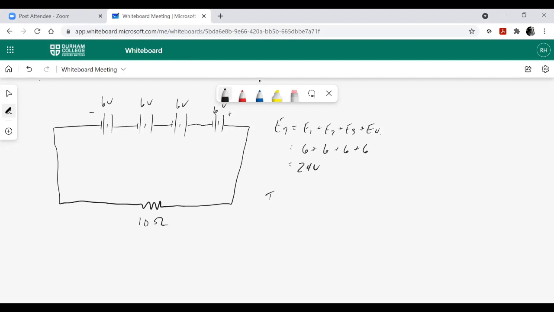My current, I equals E over R. So I've got 24 volts divided by 10 ohms gives me 2.4 amps. And my power, P equals IE, 2.4 amps times 24 volts, 57.6 watts.